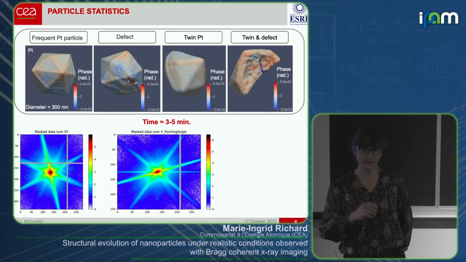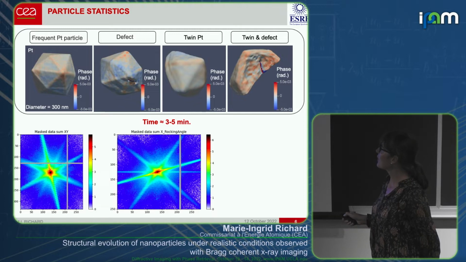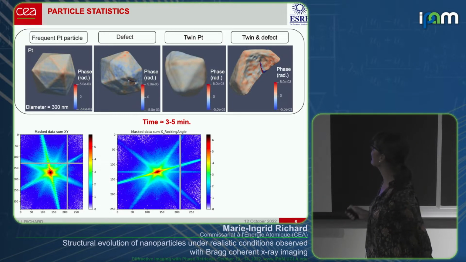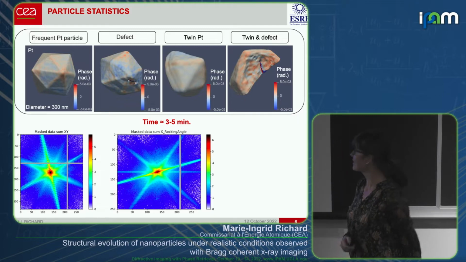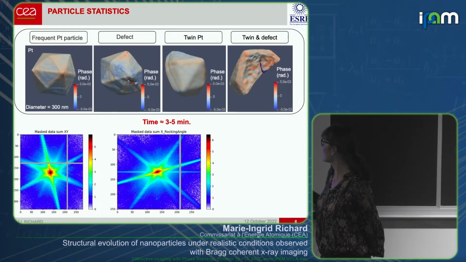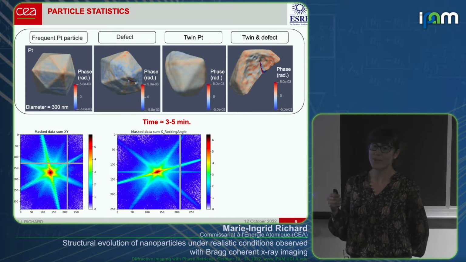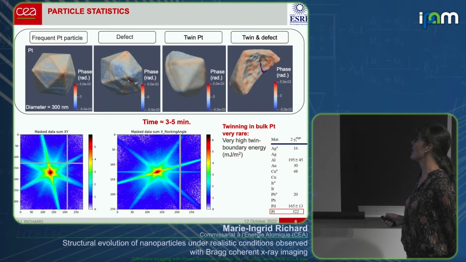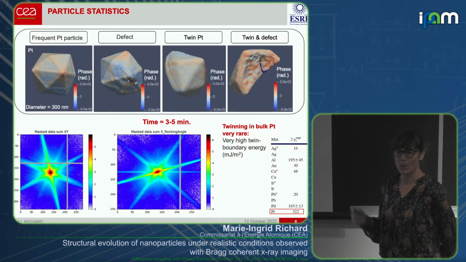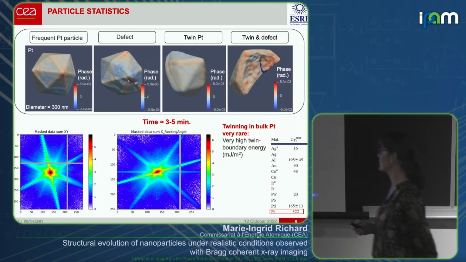We are looking at platinum particles because they are good catalysts. Generally we have some perfect particles, sometimes we can see a defect. Here it's a twinned platinum particle, and here it's a twinned platinum particle with a defect. For material scientists, it was quite impressive to see some twinned platinum particles, because twinning is very rare in bulk. Twinning is very rare in bulk because platinum has a very high twin boundary energy. But at the nanoscale, we can see a lot of twinned platinum particles.